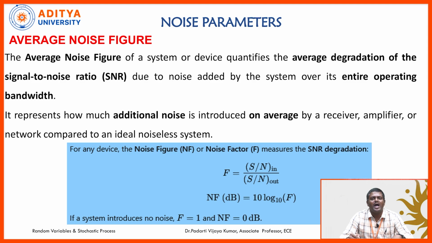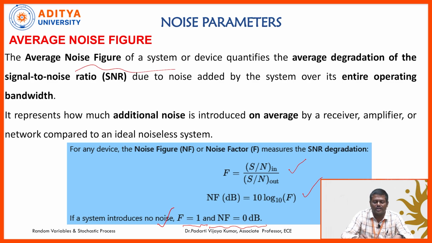So, what is meant by average noise figure? Already we defined this one in the previous sessions. The average noise figure is mathematically defined as input signal to noise ratio at the receiver to the output signal to noise ratio at the receiver. And if you want to express in decibels, 10 log 10 F. If there is no noise, assume in any system there is no noise, the noise figure will be mathematically equal to 1. In decibels, it is mathematically equal to 0 dB. So, F equal to 1 or 0 dB indicates it is a noiseless device.